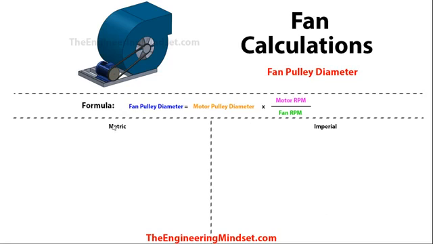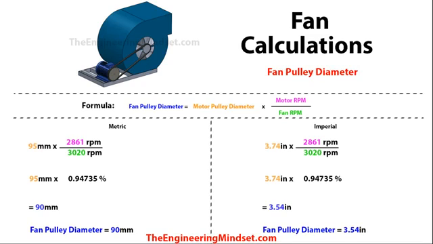The formula we need to do this is: the fan pulley diameter is equal to the motor pulley diameter multiplied by the division of the motor RPM divided by the fan RPM. And we've got some data in the calculations here. So we can get these figures from the manufacturer.